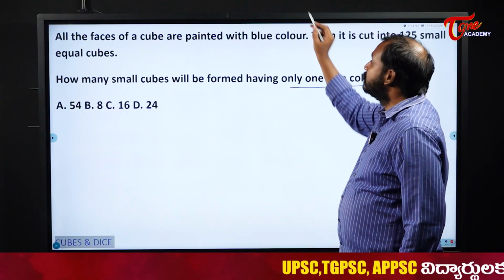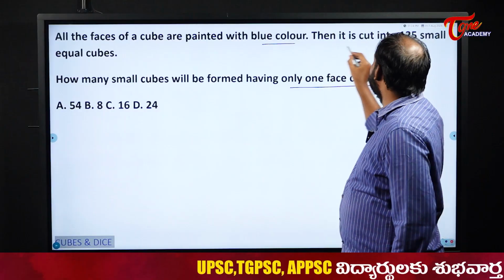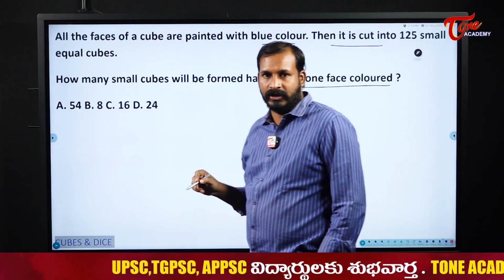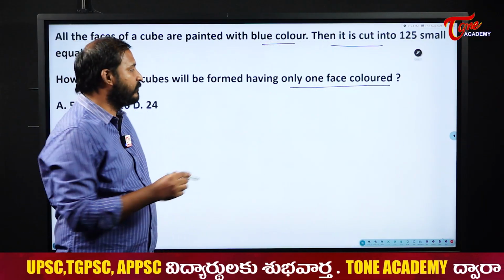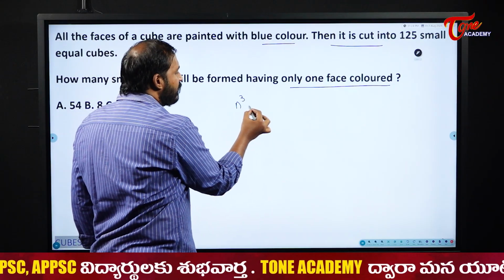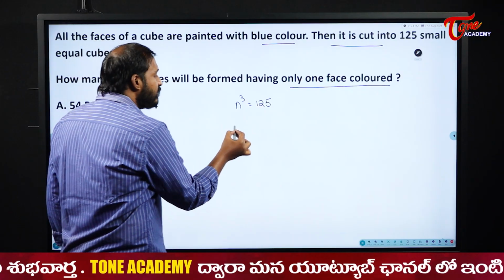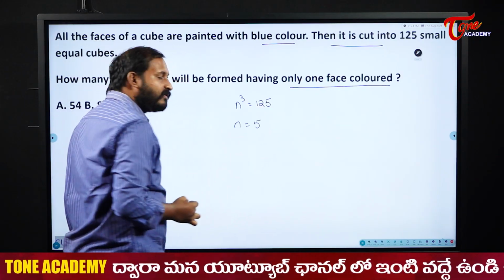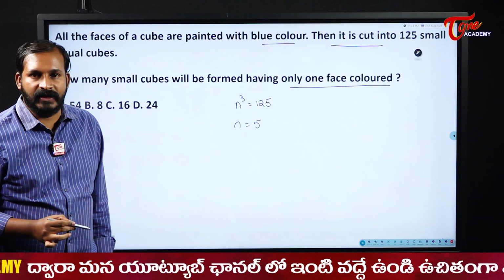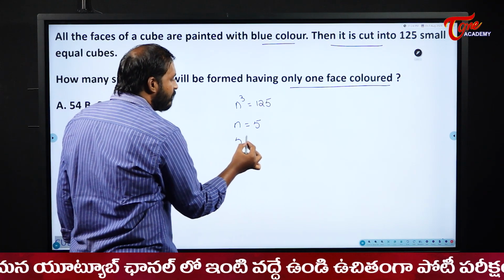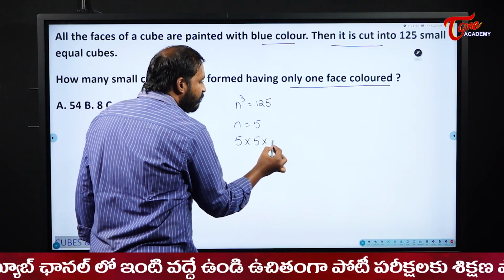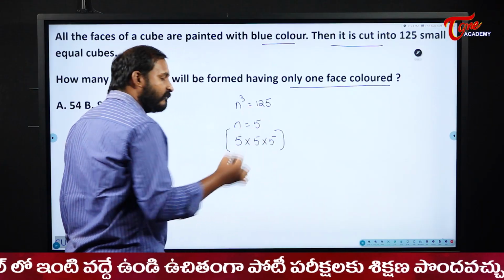See here students, all the faces are blue color, then it is cut into 125 equal small cubes. 125 equal small cubes means n cube is equal to 125, right? Then what will be n, students? N will be equal to 5. That means I will cut in this format, 5 into 5 into 5.